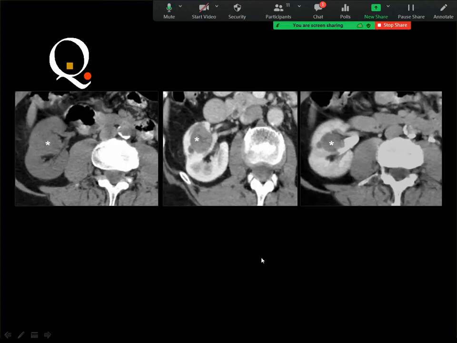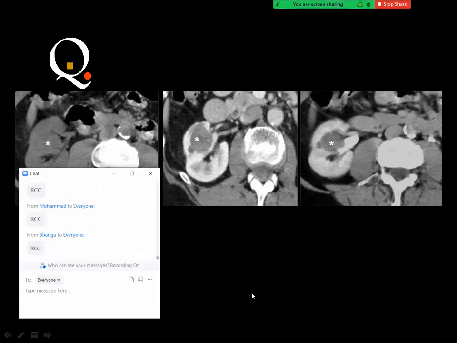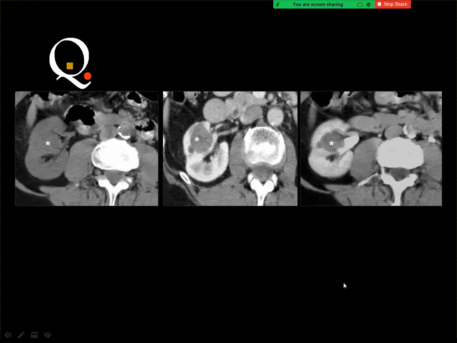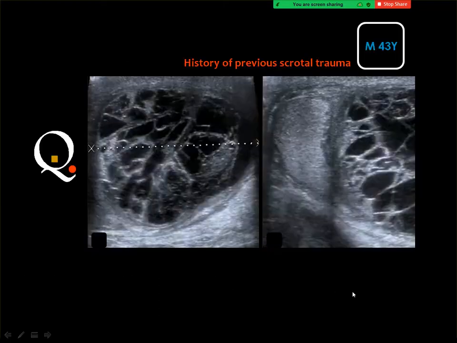This is the series of CT scans before contrast and after contrast, excretory phase, for the right kidney, showing that this is not renal cell carcinoma. We sometimes cannot differentiate between transitional cell and renal cell carcinoma, but if you see that part of the tumor is located within the collecting system, it is better to diagnose transitional cell carcinoma instead of renal cell carcinoma.